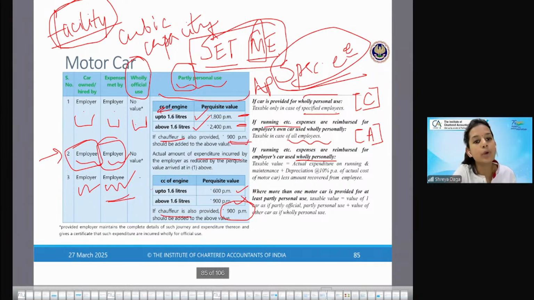it's a case of employer-employer. Then the taxable value is actual expenditure plus depreciation at 10% of actual cost, less amount recovered from employee. Because in case of partly personal, they had to give a formula to calculate because they don't know how much personal and how much official. But in case of wholly personal, they will be easily able to find out the value of benefit in the hands of the employee by actually finding out the value of the car facility in itself.